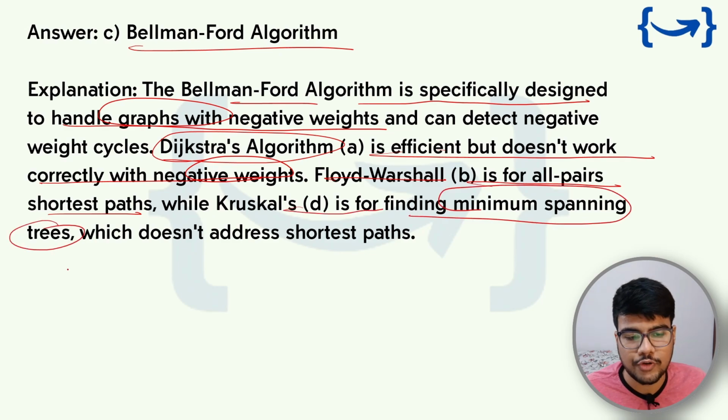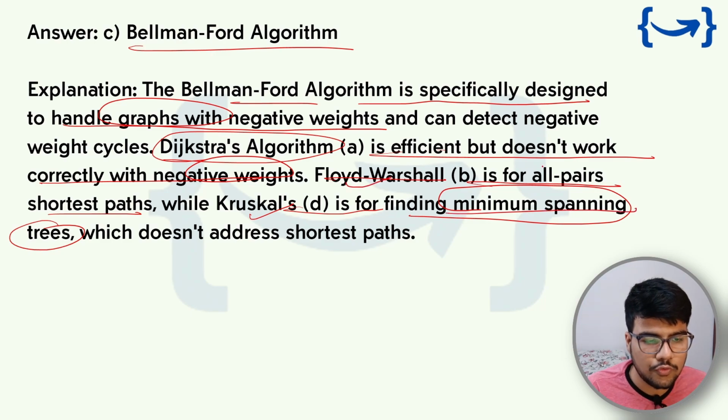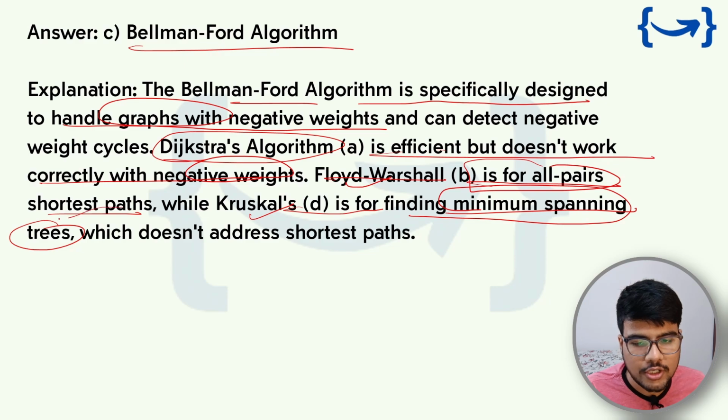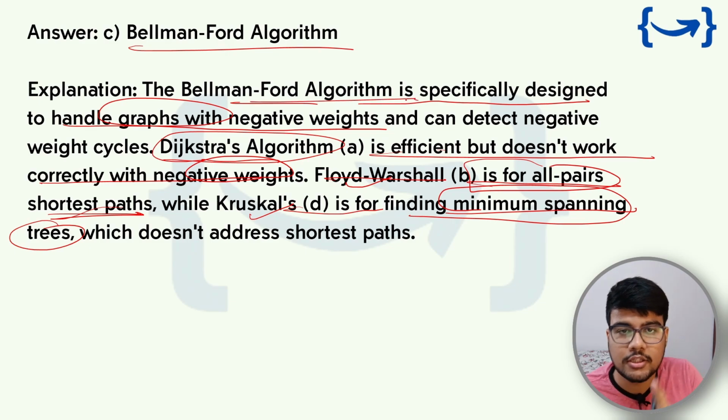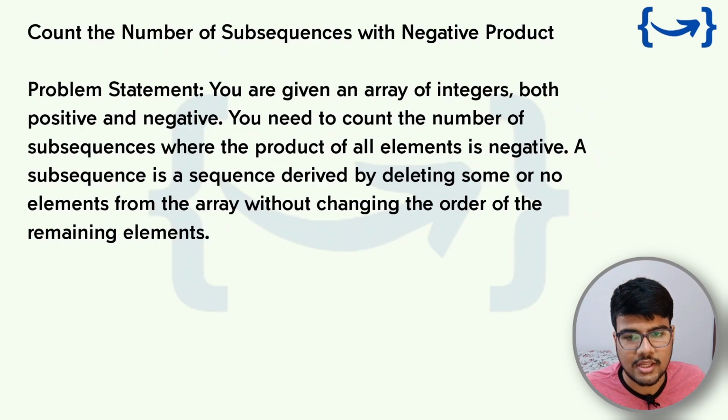Okay, please make note of it. You use Kruskal's when it is a minimum spanning tree, you use Floyd-Warshall if the question asks you to find all-pairs shortest path, and you choose Dijkstra if your distances are positive and you need to find the shortest path. And Bellman-Ford is used to find the shortest path if you have negative distances as well. Okay, so this is the case.